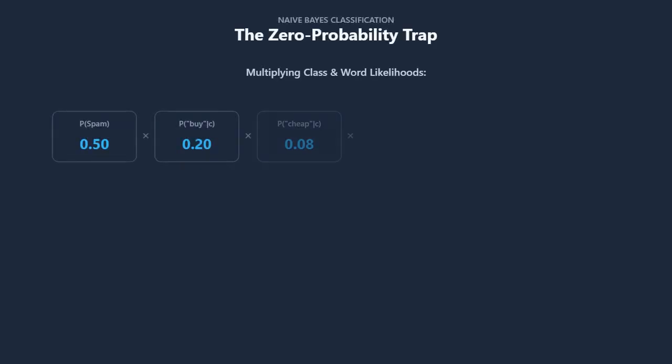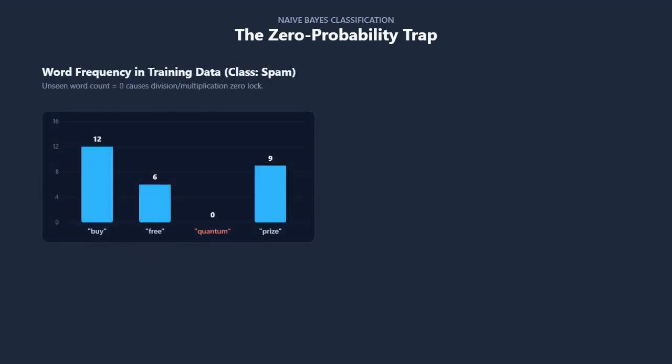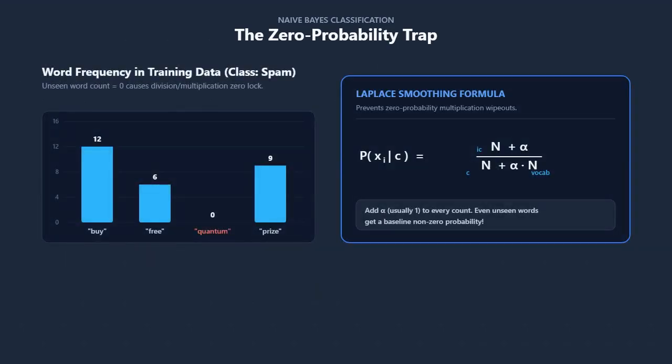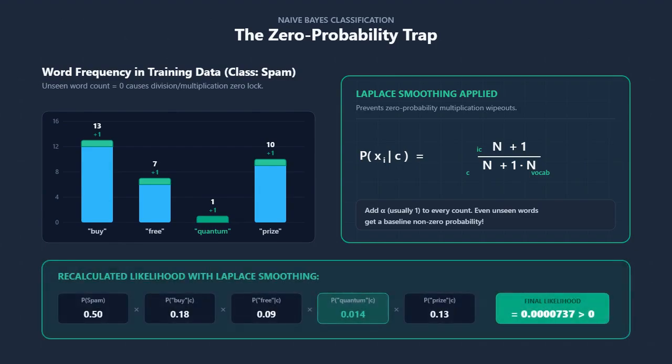But what if a word never appeared in our training data for a class? The likelihood becomes 0, wiping out the entire calculation. To fix this, we use Laplace smoothing, adding 1 to every count so no probability is ever absolute 0.